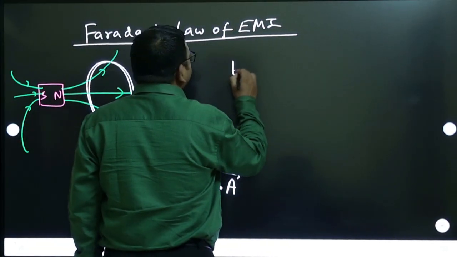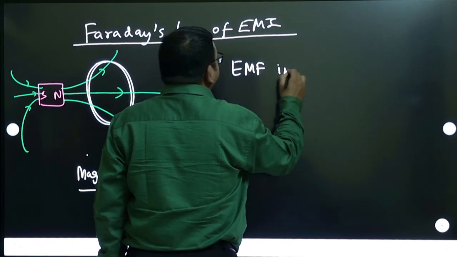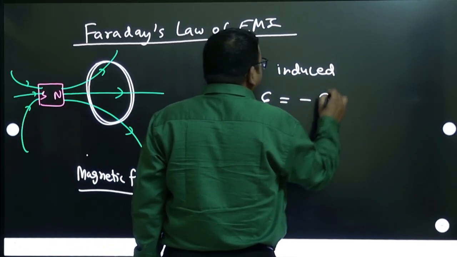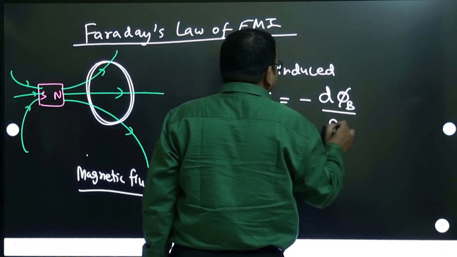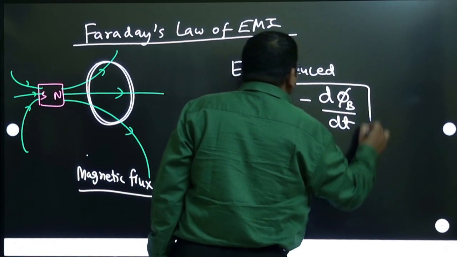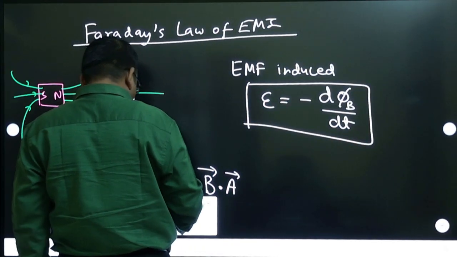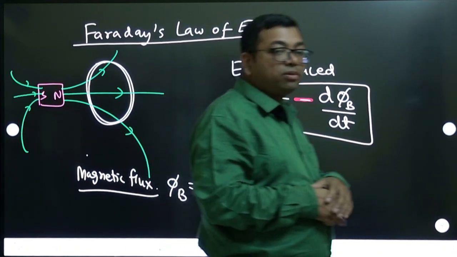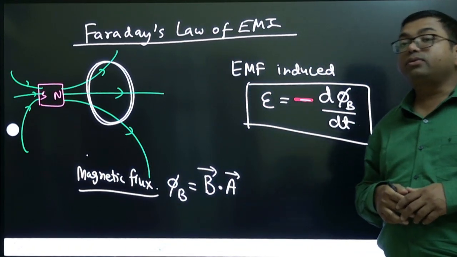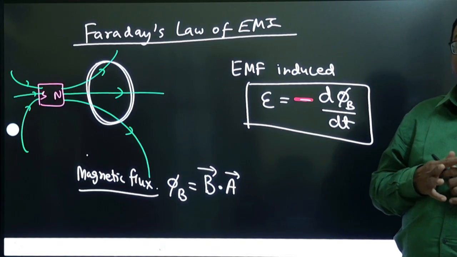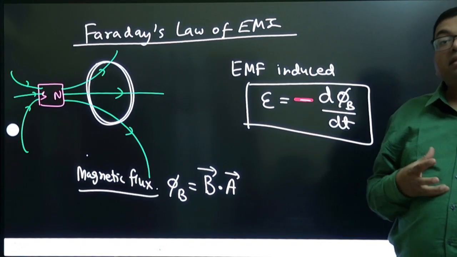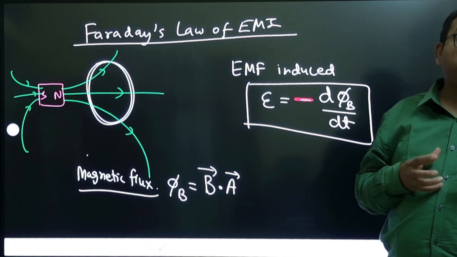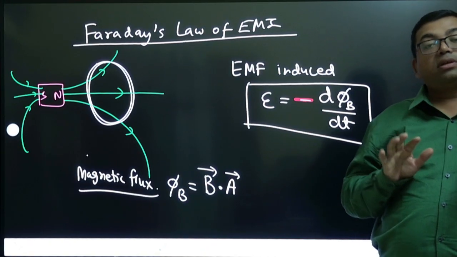So EMF induced is given as minus rate of change of magnetic flux in the coil. Negative rate of change. Now negative sign has got importance here. What is the importance of this negative sign? It means it will try to oppose the change, or it will produce a current in such a manner that it will oppose the cause. So the effect is such that it will oppose the cause, so that that should stop.